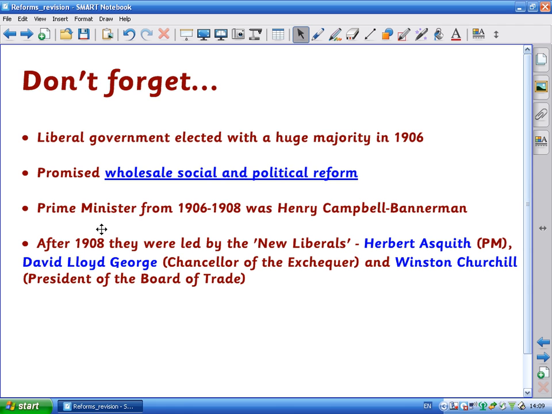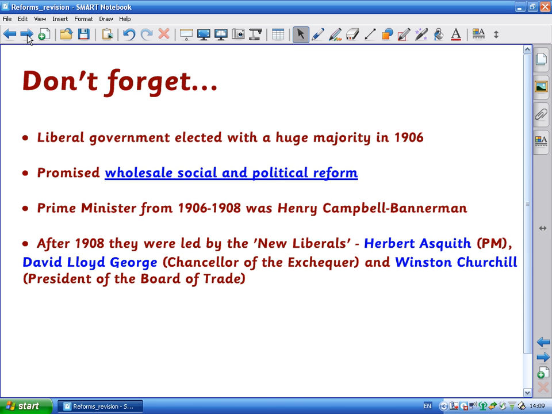Their first Prime Minister from 1906 to 1908 was Henry Campbell Bannerman, and then after 1908 they were led by the New Liberals. Herbert Asquith became Prime Minister, David Lloyd George was the Chancellor of the Exchequer, and Winston Churchill was the President of the Board of Trade.